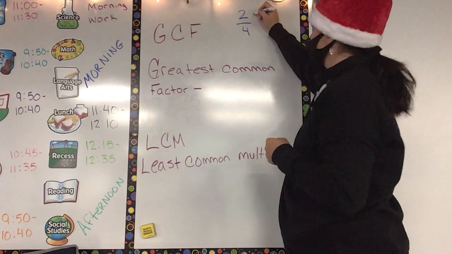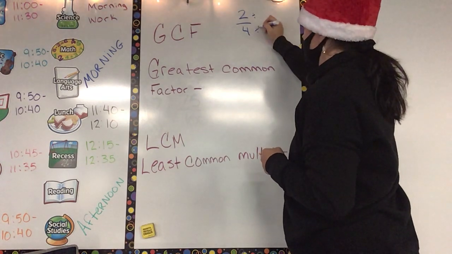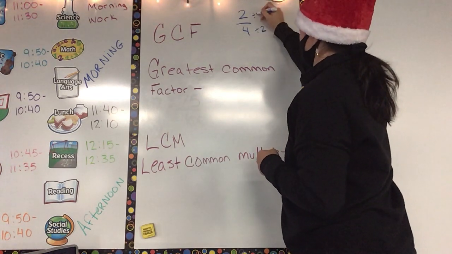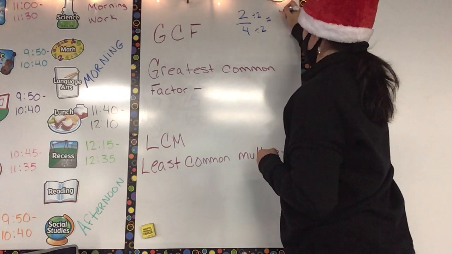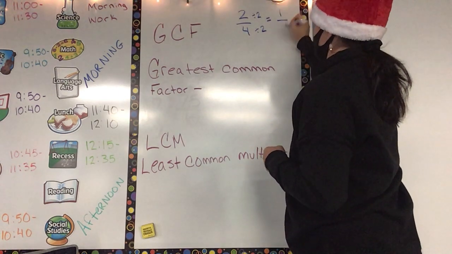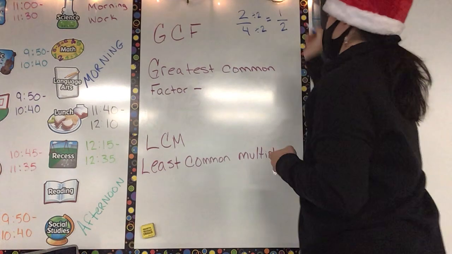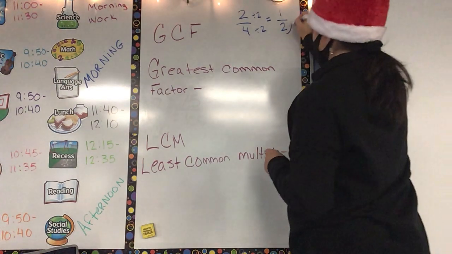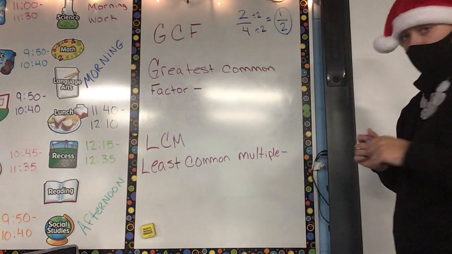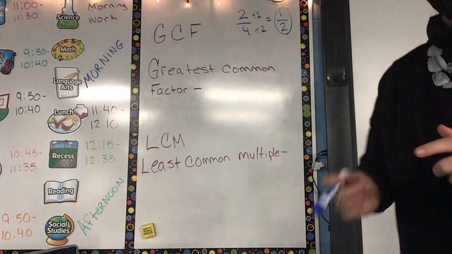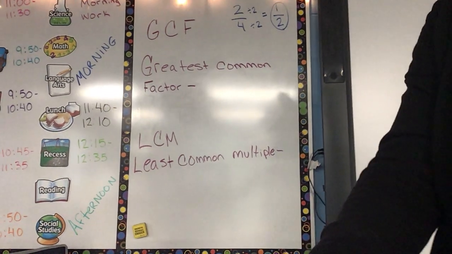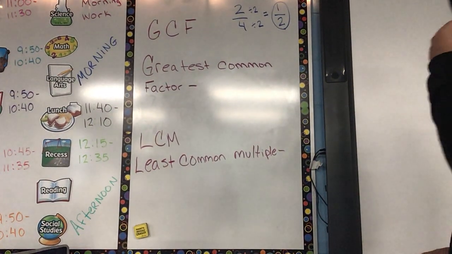Megan? 2. Yeah, 2. So that's my GCF there. 2 divided by 2, 1. 4 divided by 2, 2. Good. And that is simplified, that fraction. It has reduced it. Can I reduce it anymore? No, that would be my final answer.